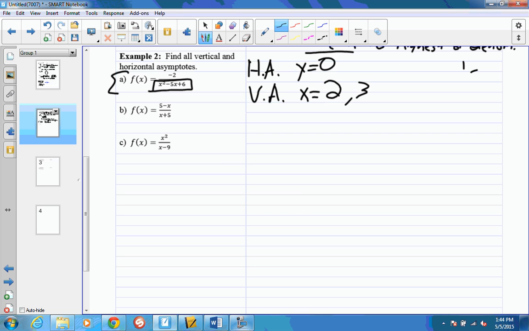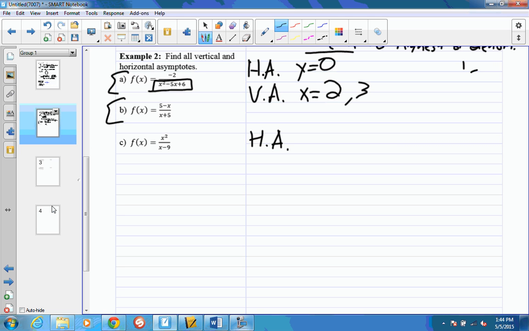Okay, let's do the next one, B. What do we always start with? Horizontal. Good. I just think it's a lot easier. So horizontal asymptote. What's the highest power on my numerator? 1, x to the first, right? And how about the bottom? Also first. So which rule is this? Rule 2.